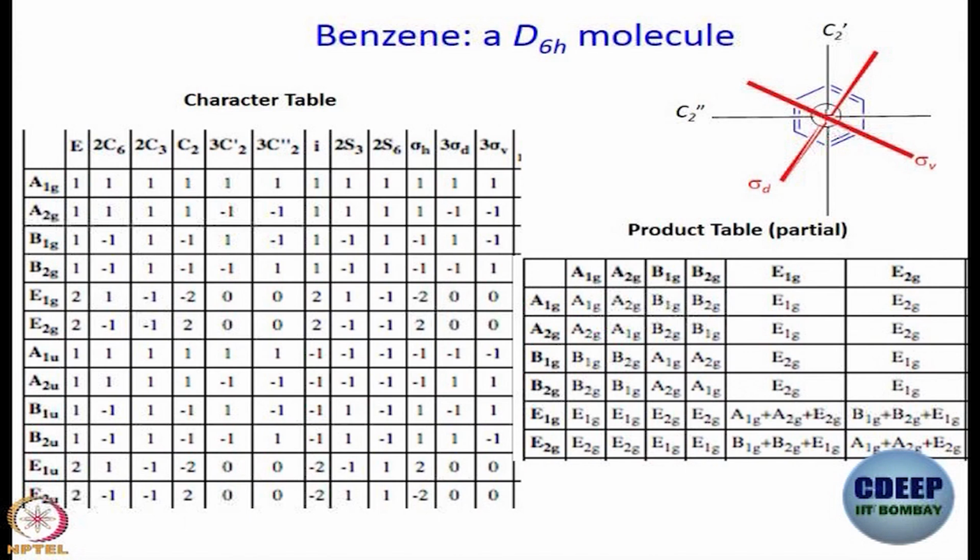But then there are two more kinds of C2s, C2 dash and C2 double dash. Where are they? They are perpendicular to the C2 axis. Alright. What is C2 dash? C2 dash is a C2 axis that goes through opposite atoms, and C2 double dash is a C2 axis that goes through the center of bond. This is the convention that is followed when we write the character table.